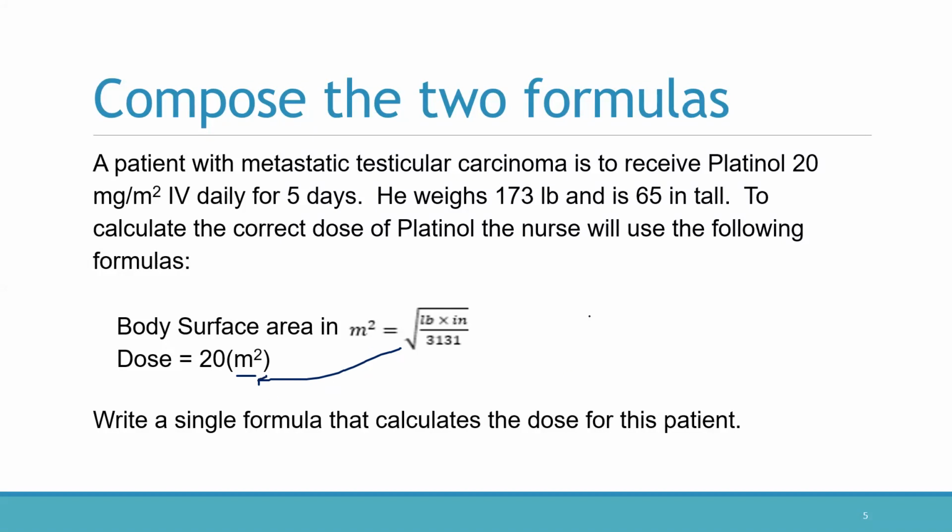So to compose the two formulas, or to write a single formula, the dose is going to equal 20 times the square root. I'm putting the square root where the meter squared used to be, and it is the square root of the pounds times the inches divided by 3131.